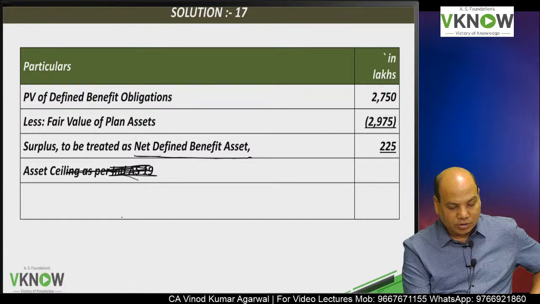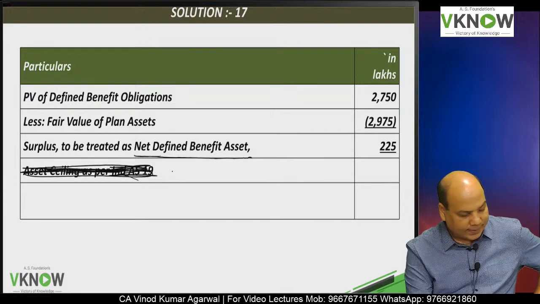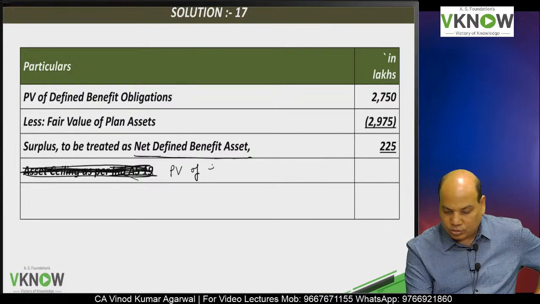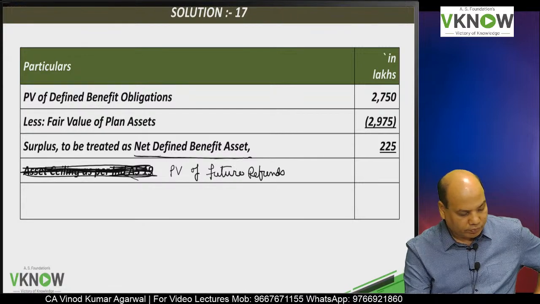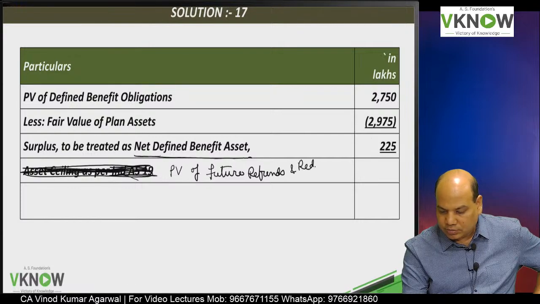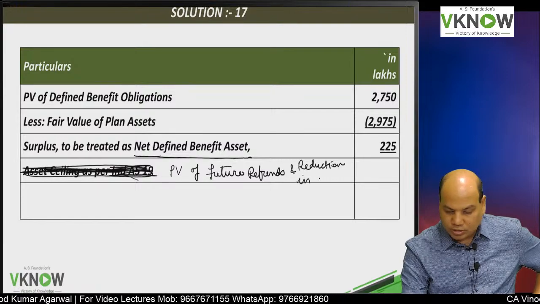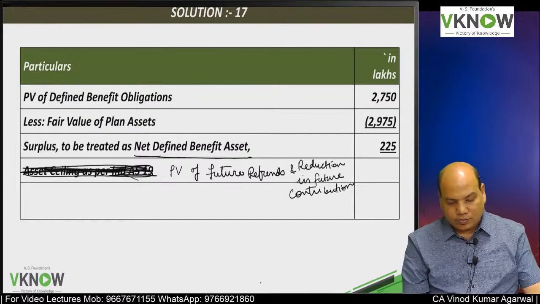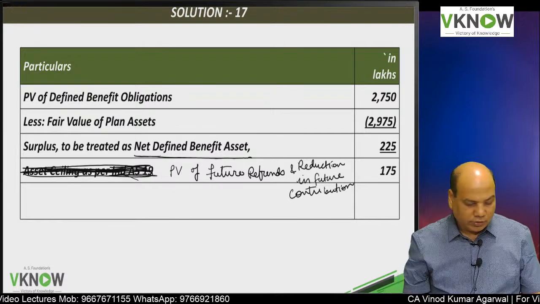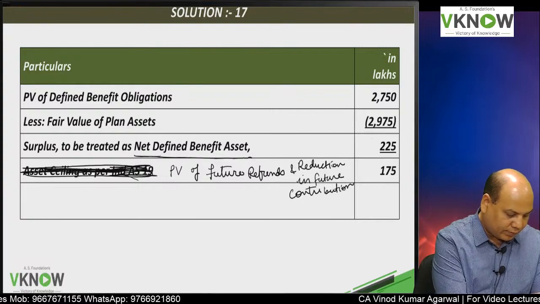First we will have to see the recovery. Just make a small correction here. Write down here: present value of future refund and reduction in future contribution, that is given as 175.